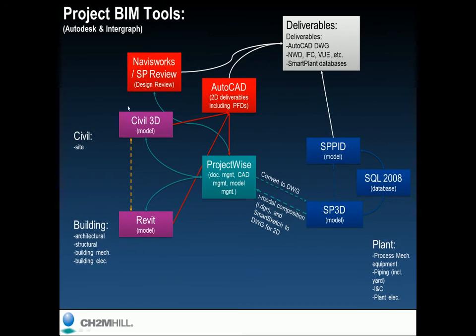We would then do a design review using Autodesk's Navisworks for the Autodesk products and SmartPlant review for the SmartPlant products, and utilizing Navisworks, we would also be able to bring in i.dgn files from SmartPlant 3D to have a composite model for design review within the Navisworks engine.